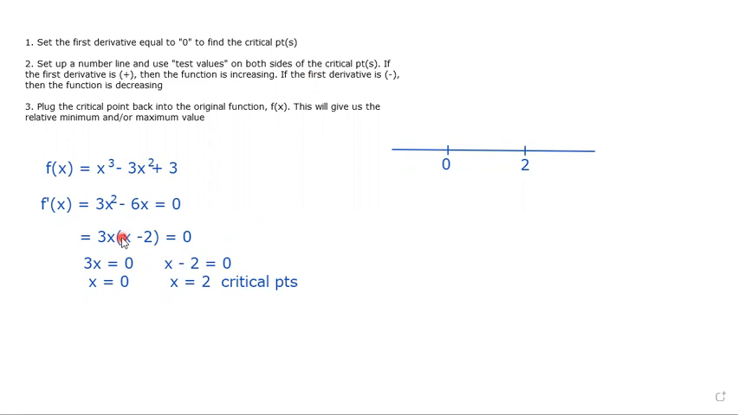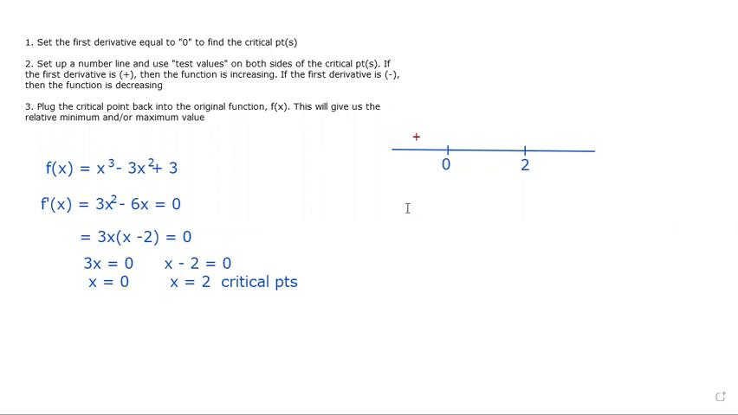So be careful right here. I'm going to just use -1. 3 times -1 is -3, and -1 minus 2 is -3. But as we know, a negative times a negative is going to give us a positive.